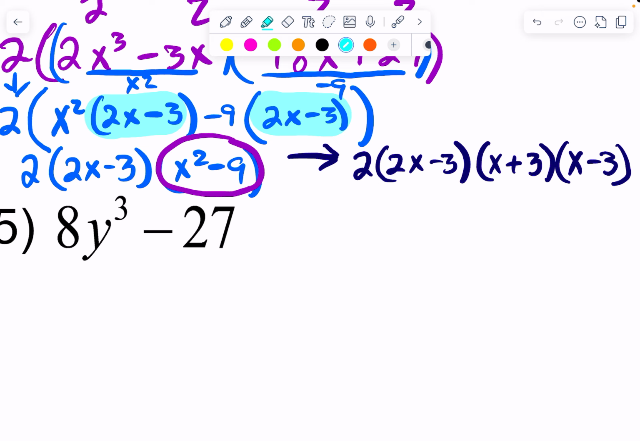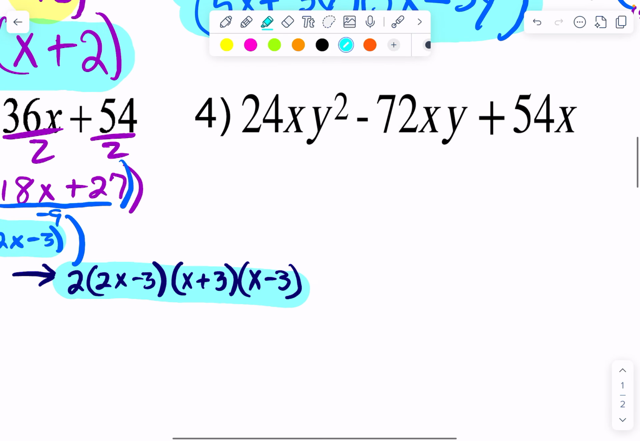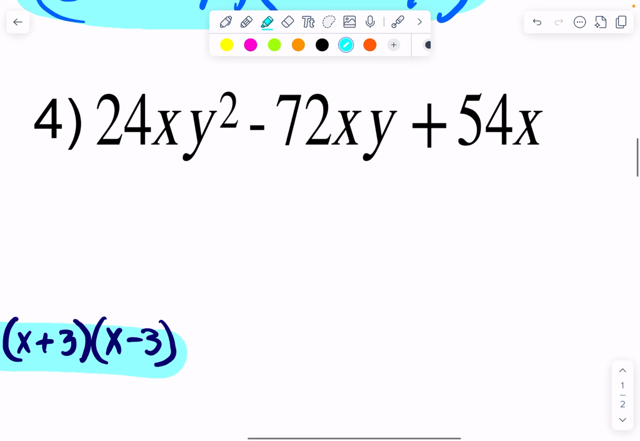And there we have it. That's my final answer, fully factored. Always be cognizant of those little tricks. All right, number 4. All right, what do we got here?